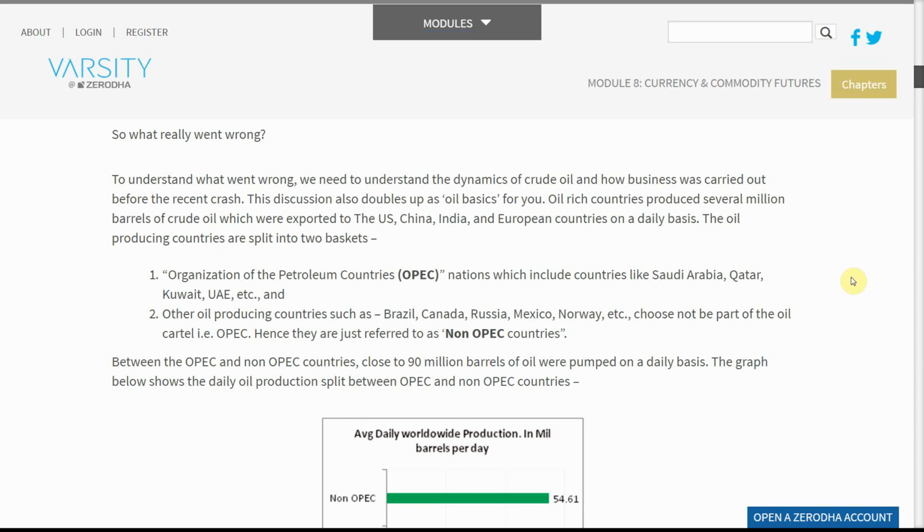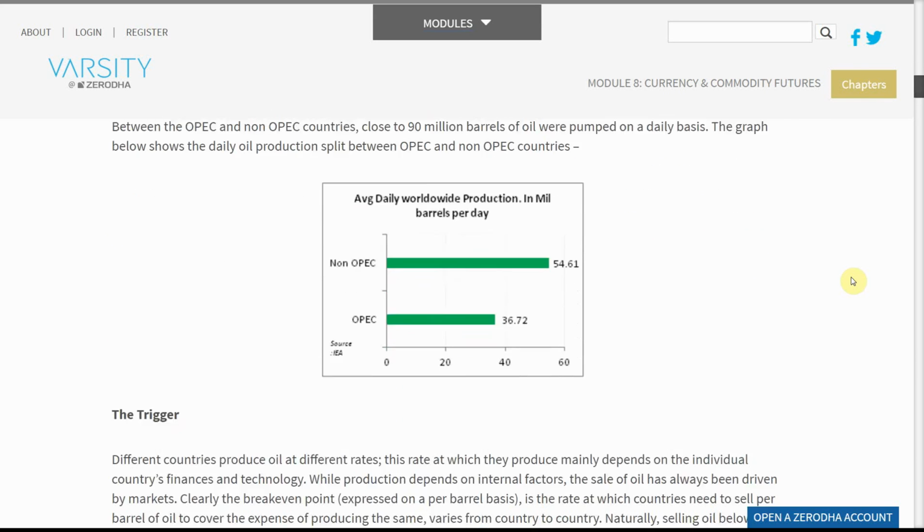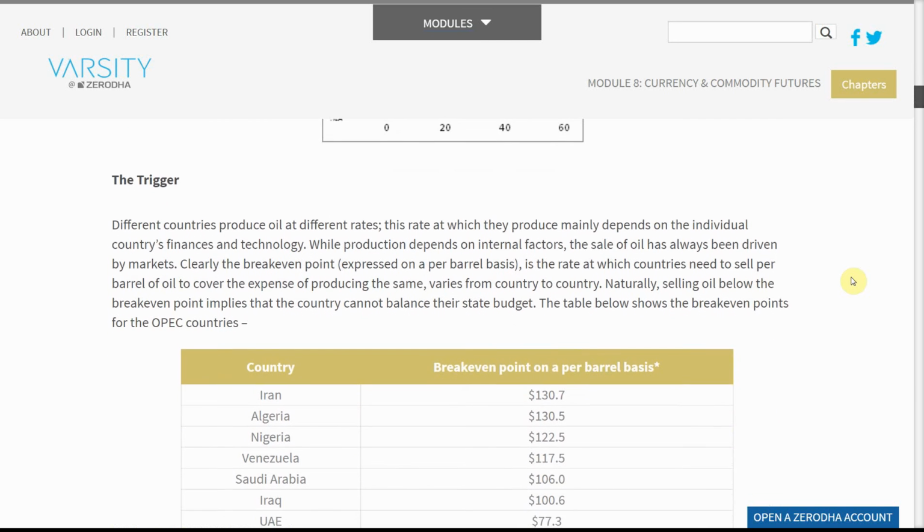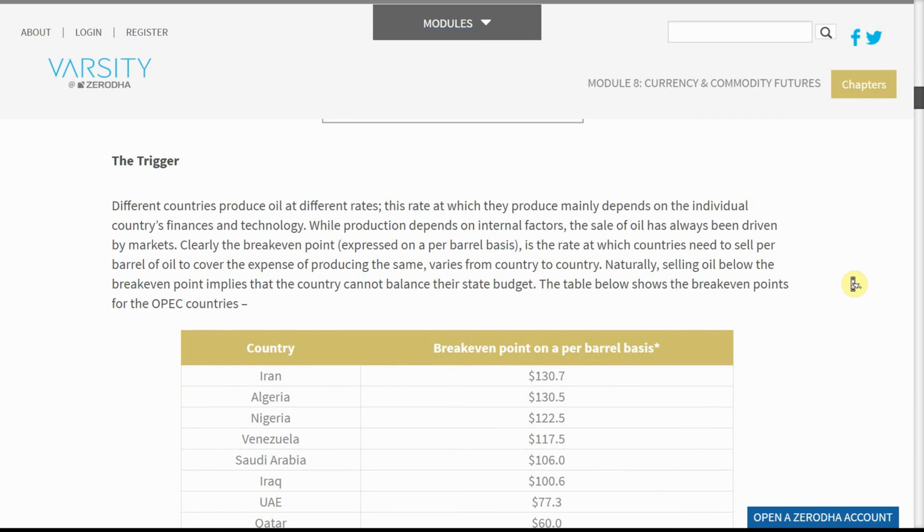Between the OPEC and non-OPEC countries, close to 90 million barrels of oil were pumped on a daily basis. The graph below shows the daily oil production split between OPEC and non-OPEC countries. The trigger. Different countries produce oil at different rates. This rate at which they produce mainly depends on the individual country's finances and technology, while production depends on internal factors. The sale of oil has always been driven by markets.